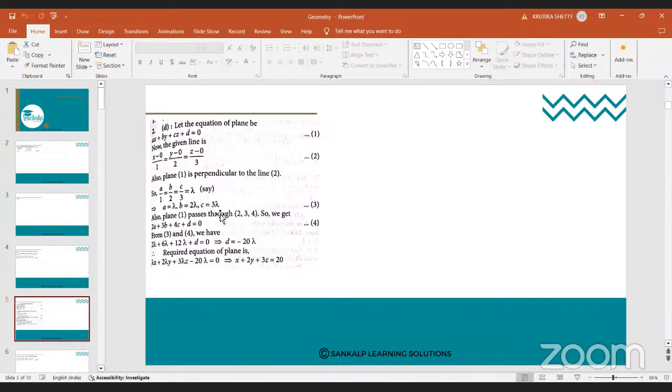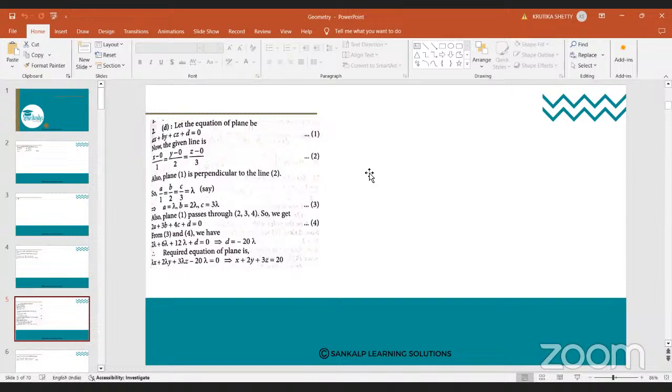Then the d value we have obtained, and also we know the a, b, c values. So on simplifying, we get lambda x plus 2 lambda y plus 3 lambda z minus 20 lambda equal to 0. Take out lambda common and simplify it. So we get x plus 2y plus 3z is equal to 20. So x plus 2y plus 3z is equal to 20 will be the equation of the plane.